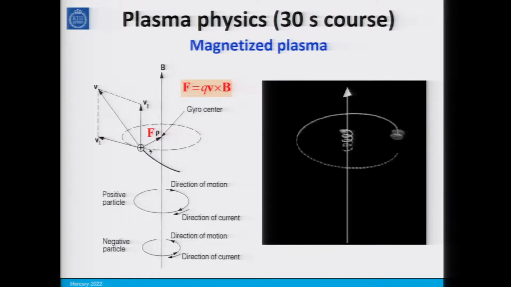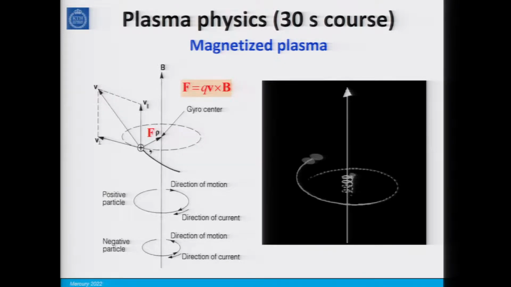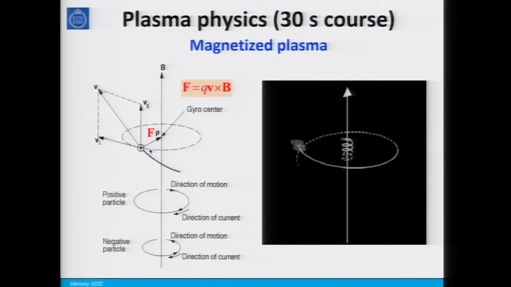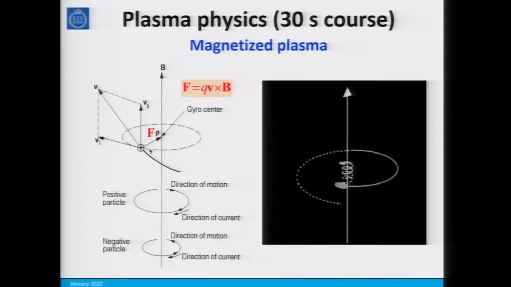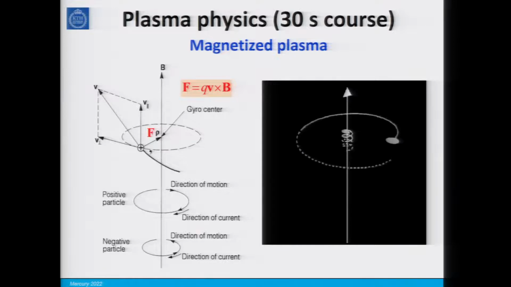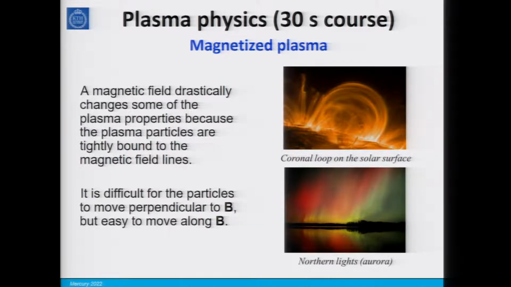Now, most space plasmas are magnetized, meaning there's a strong enough magnetic field to dominate the particle dynamics. So a charged particle moving with a certain velocity will feel a force perpendicular to the velocity and the magnetic field, so it will begin to gyrate around the magnetic field. Along the magnetic field there's no force, so the particle can move easily along it. So plasmas are stuck on magnetic field lines. That's why we can, for example, see coronal loops, magnetic loops sticking out of the solar surface, or see that the northern lights at Earth are organized along the geomagnetic field.